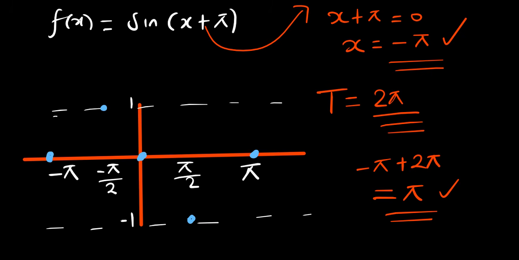So how is our graph going to look? It goes up, passes through that point, and goes like this. So this is how you are going to graph this one. Okay, so that's all about trigonometric functions. We've talked about everything.